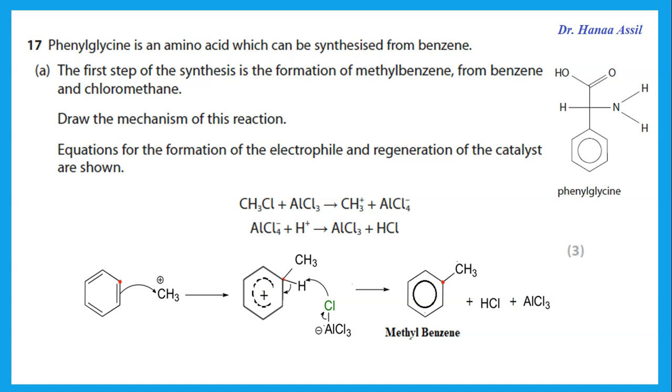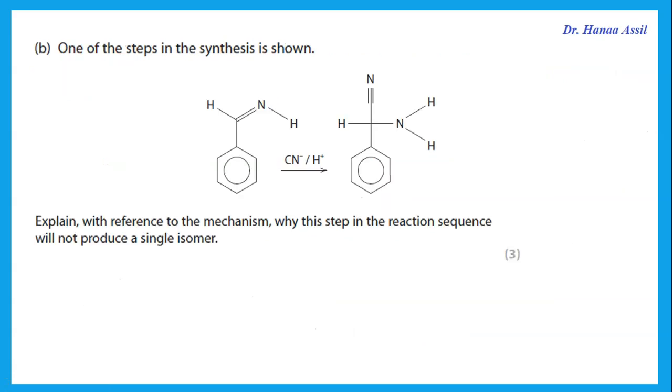Remember that the benzene ring attacks the electrophile, which is the CH3+, and then the catalyst is regenerated by removing that H and returning the benzene ring to its original state. One of the steps in the synthesis is shown. Explain with reference to the mechanism why this step in the reaction sequence will not produce a single isomer.